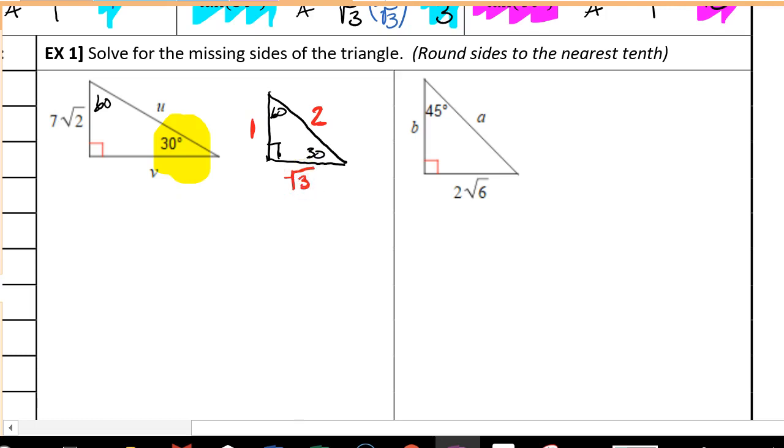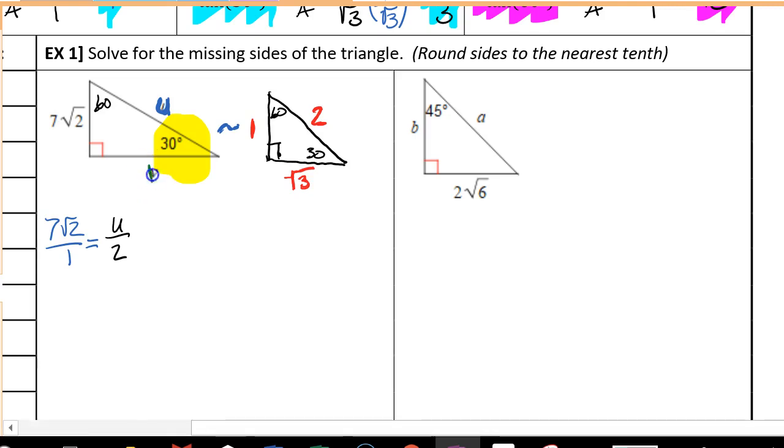So what does that mean then? Well, let's go ahead and actually try to figure out the value of u, which in this case is the hypotenuse of this triangle. If I wanted to match up sides that are similar or proportional, hey, these are similar triangles, so that means that 7 root 2 is proportional to the value of 1. So I can set up 7 root 2 over 1. That should be equal to this value of u over the value of 2. Hey, I've set up a proportion that I can cross multiply and solve.